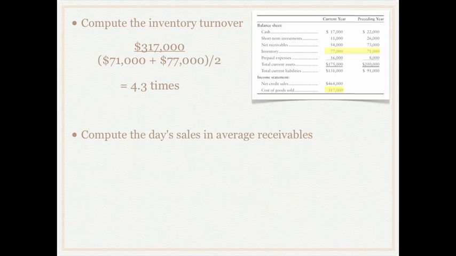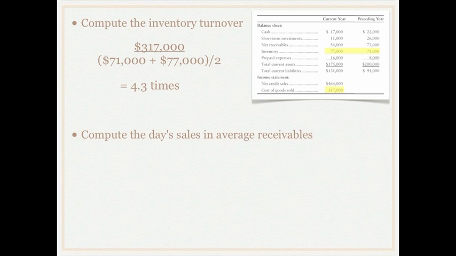Again, you would have to go out and do some research of the industry and find out, is 4.3 times appropriate for this company's industry? If the industry average inventory turnover is 30 times, then this company is probably not going to be very successful. They may not be a going concern.